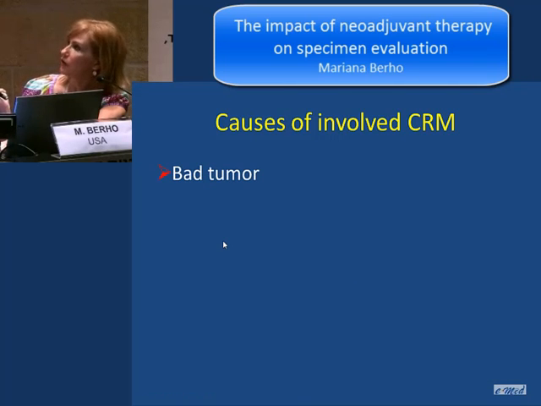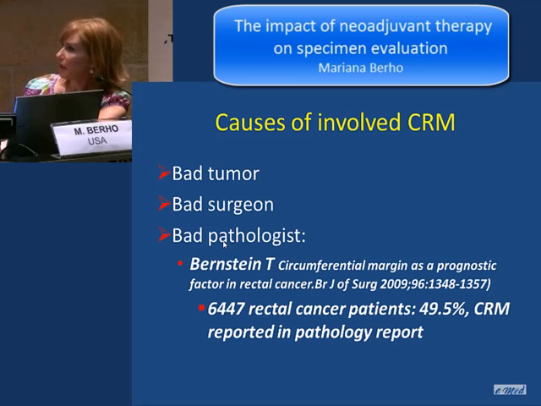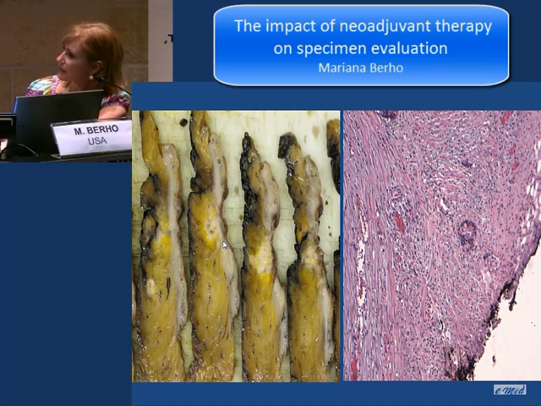The causes of involved CRM are pretty much 3. Bad tumor, bad surgeon, and bad pathology. It's very easy. Because again, if your pathologist doesn't know that they need to ink the circumferential margin of resection, they have to take the sections where the tumor is the closest, then you're not going to have an accurate measurement. You can see the case that I was showing you before, how the tumor here is going all the way to the circumferential margin of resection, and this has nothing to do with the surgery.